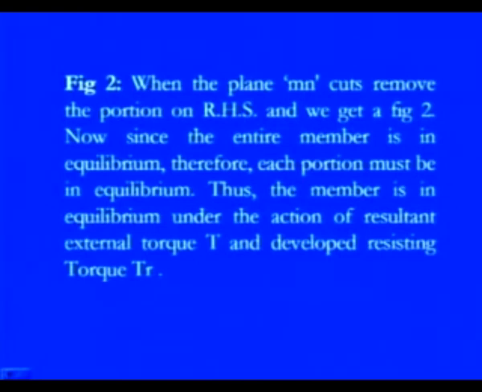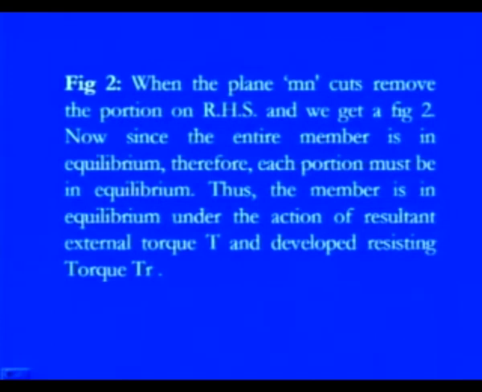That means whatever the distortion is, if we want to restore those portions, we need to apply equal and opposite torsions just to bring the layers back in a perfect way. Since the entire member is in an equilibrium position, as I told you, each portion must be in equilibrium. That means whatever layers are distorted have to be in their original position under the application of these action and reaction torsions.